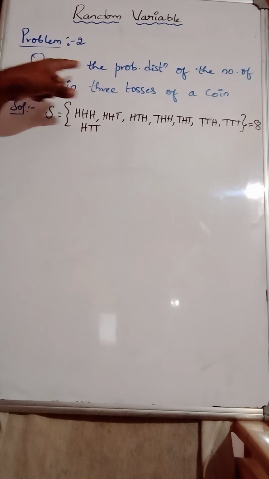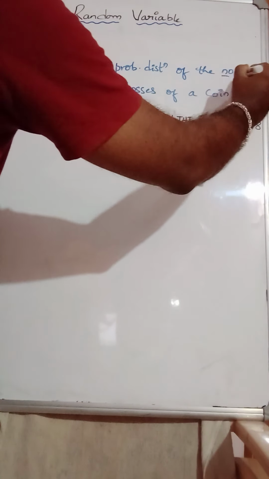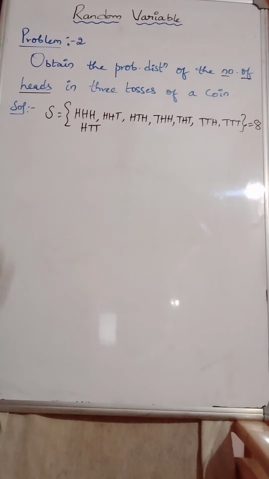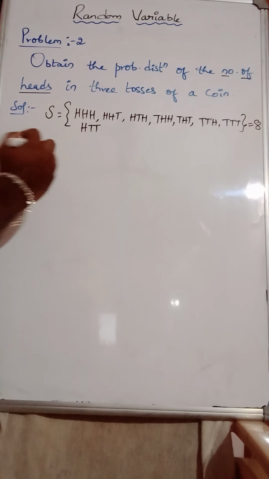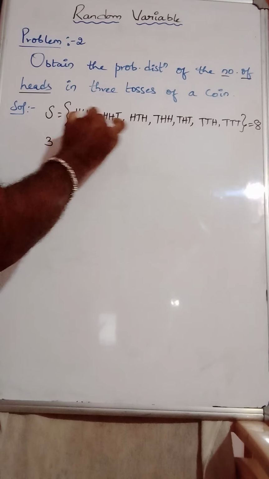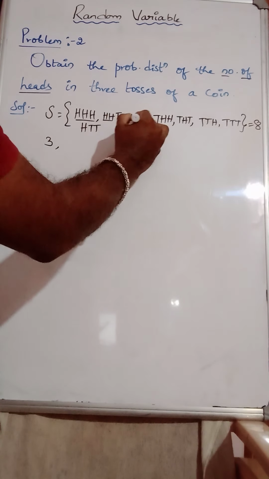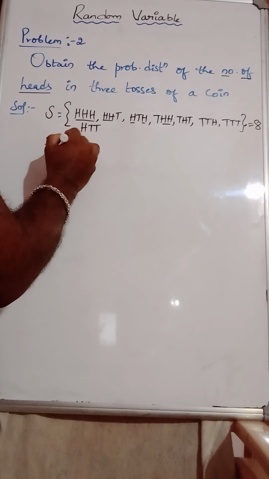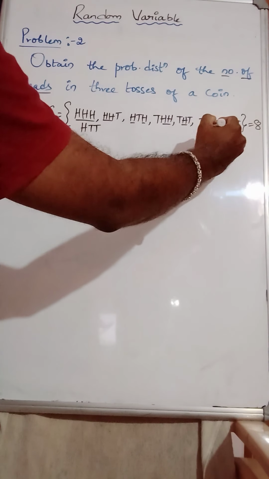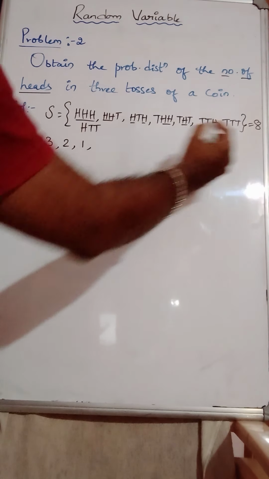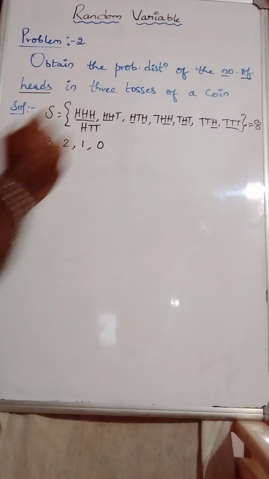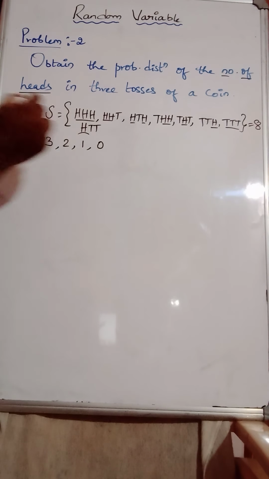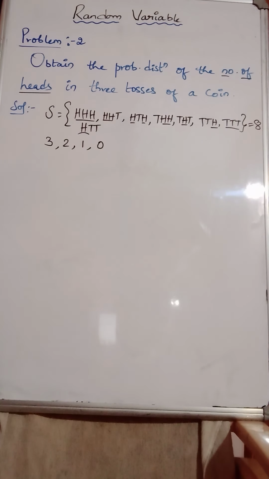Now what they are asking? Number of heads. Number of heads means usually maximum were 3, and then 2, and then 1, and then here 0 heads. You understand? Now what are the real values for this random experiment?